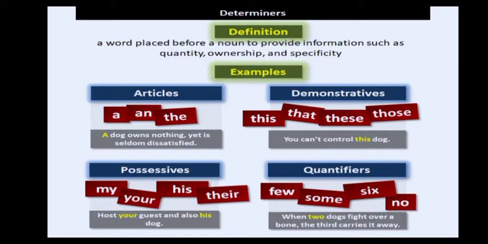Now, second thing: you can't control this dog. When we say you can't control this dog, that is an example of whose. I'm giving you the example of whose over here. You can't control this dog. That means we are talking about a specific dog. It is showing the ownership, that this particular dog is what we are talking about.